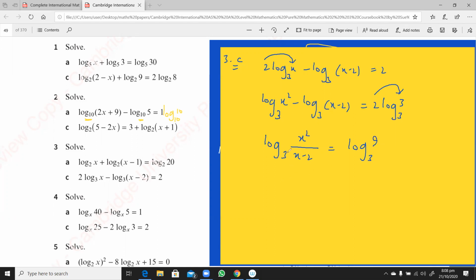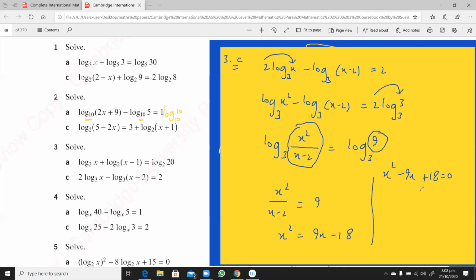Now this part is going to be equal to this part. So x squared over (x minus 2) is equal to 9. This is going to be x squared equals 9x minus 18. So you solve this: x squared minus 9x plus 18, and that is going to be, 6 threes are 18.